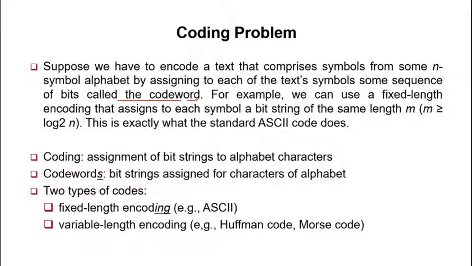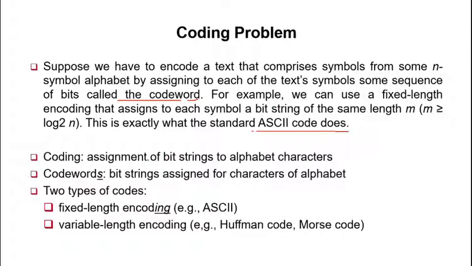For example, we can use a fixed-length encoding that assigns to each symbol a bit string of the same length m, where m is greater than or equal to log base 2 of n. This is exactly what the standard ASCII code does. The idea is to convert the alphabet to certain bits, or binary.